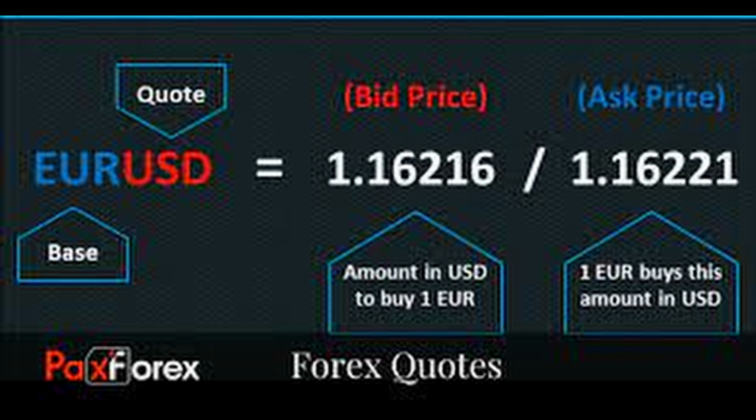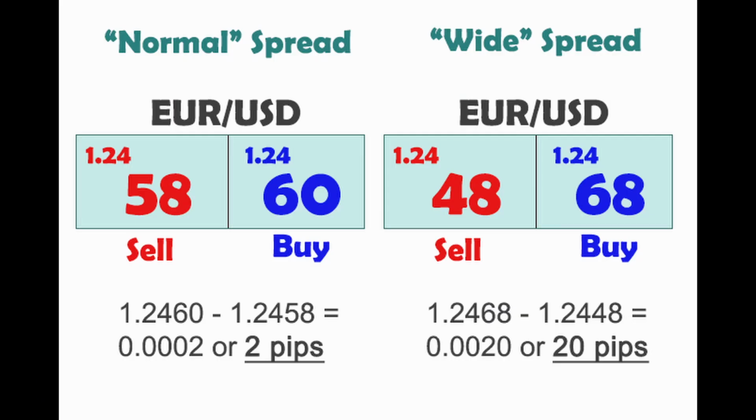What is ask? The ask is the price at which your broker will sell the base currency in exchange for the quote currency. This means the ask price is the best available price at which you can buy from the market. What is spread? The difference between the bid and the ask price is known as the spread.